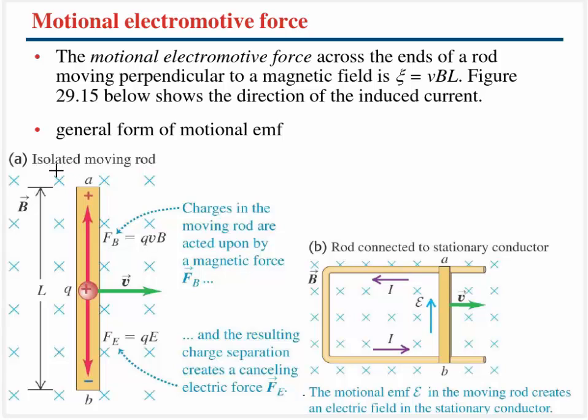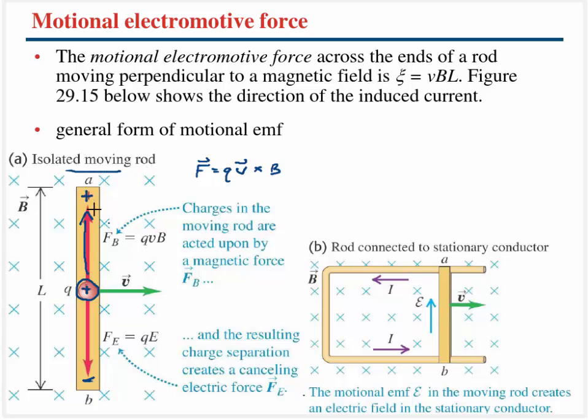So let's just take a real quick look at an isolated moving rod in a magnetic field. If we look at the forces on some positive charge inside of this rod, we know that the force is going to be equal to the charge times velocity crossed with the magnetic field, and we can see that this positive charge is going to feel a force in the upwards direction. So we'll end up with a net positive charge at the upper end of this rod and a net negative charge at the bottom end of this rod.